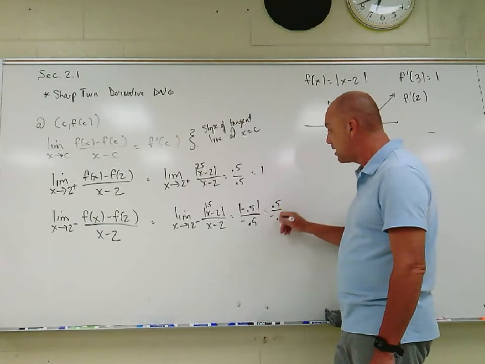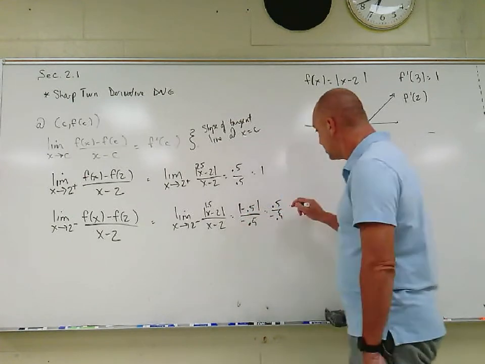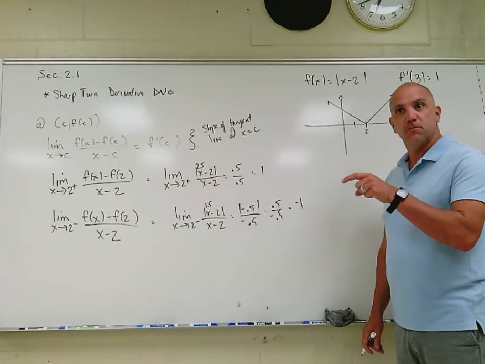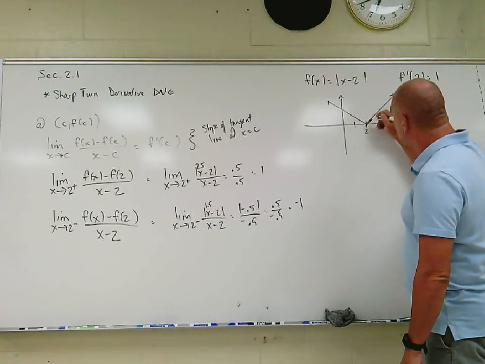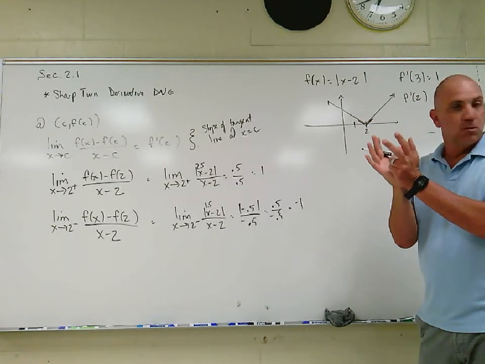The bottom is always going to be negative if I'm picking numbers left of 2. So that's negative 1. Now this is the definition of a sharp turn. Now you have proven that there's a sharp turn, because the slope on one side is 1, the slope on the other side is negative 1, and that means a sharp turn.